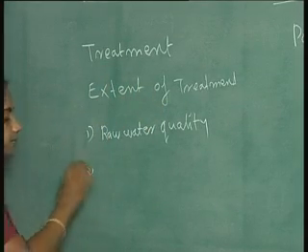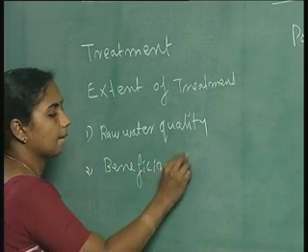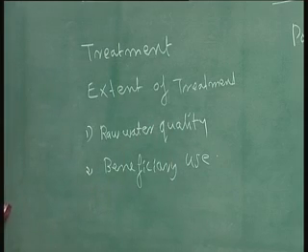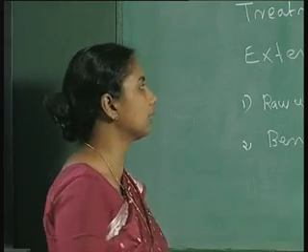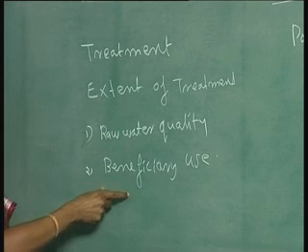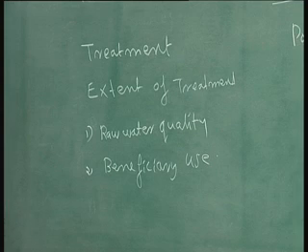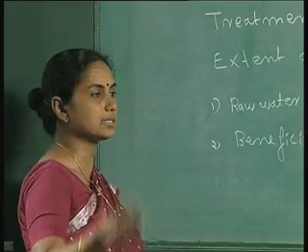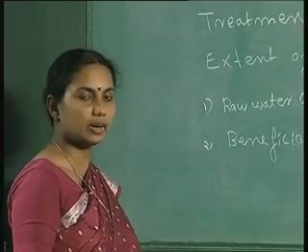And the second one is beneficiary use. For example, if the water is going to be used for drinking purpose, then the quality should be very, very good. So we have to give very high treatment. But if it is used for navigational purpose or some recreational purpose, the extent of treatment required is not that much, or the water quality parameters set for recreational water are not as stringent as those of drinking water.